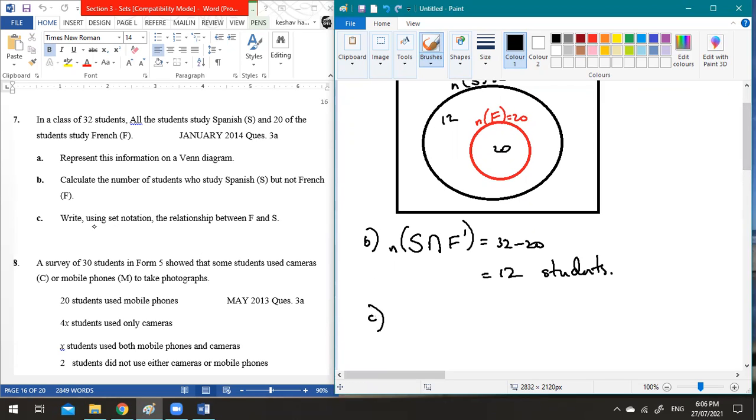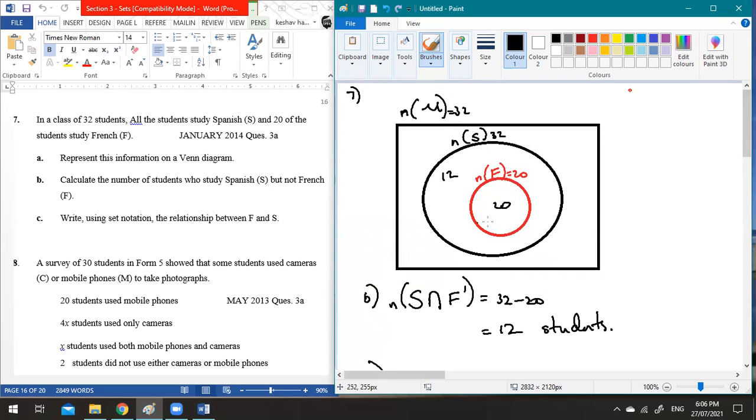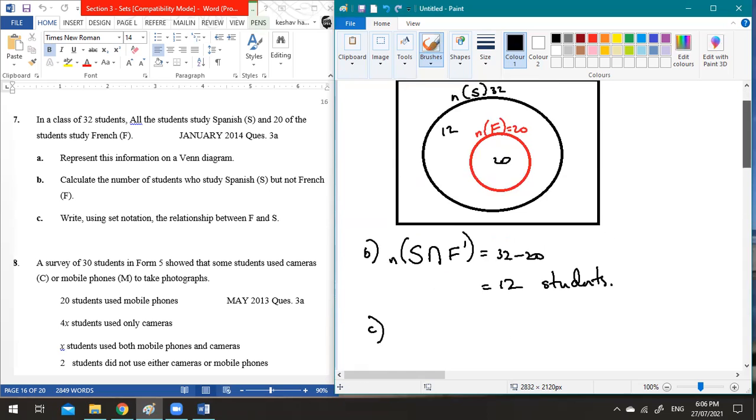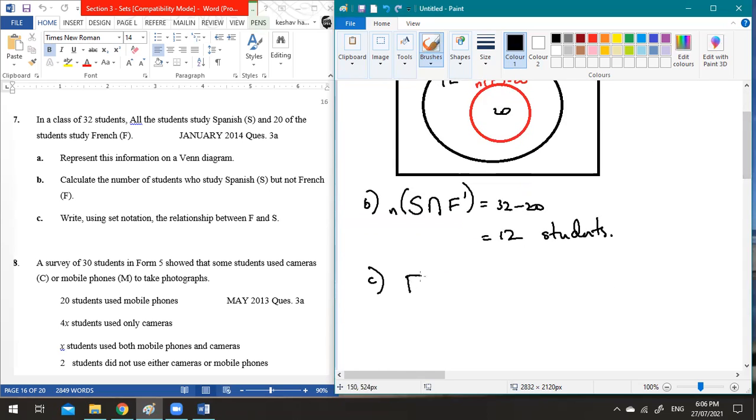C, write using set notation the relationship between French and Spanish. If all the students that study French study Spanish, we call this a subset. And we write subset like this. So French students is a subset of the Spanish students. And that is all they're asking for.